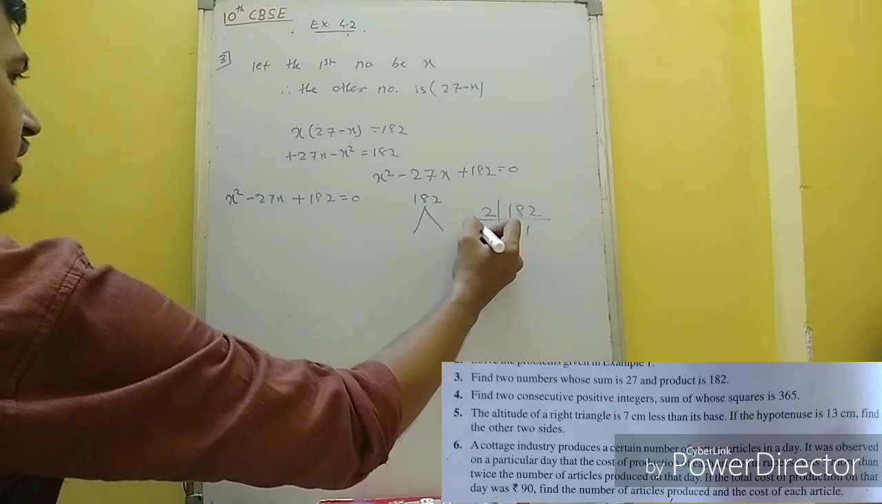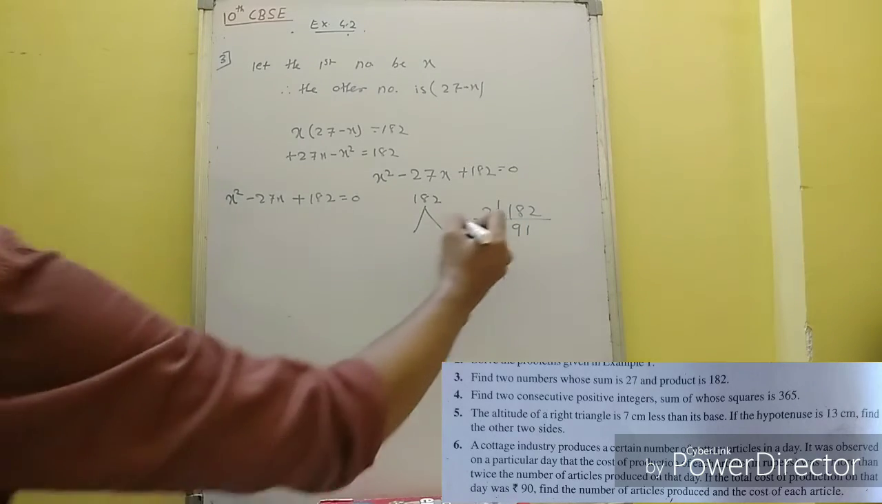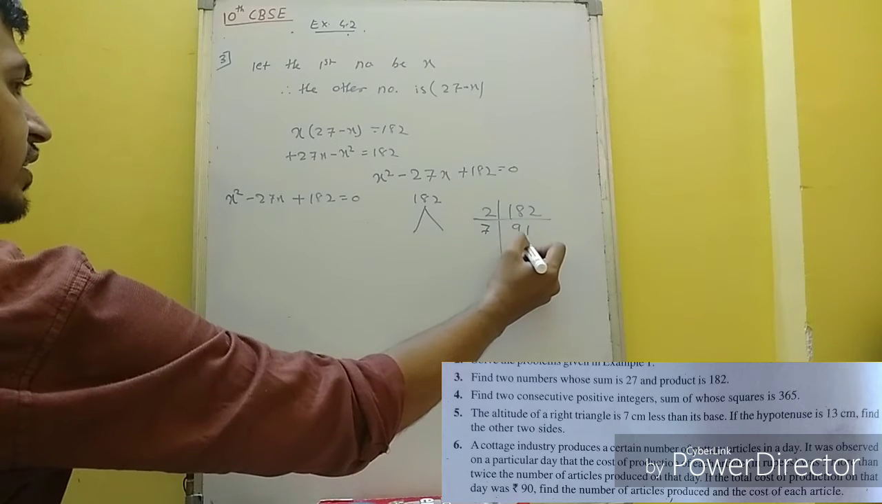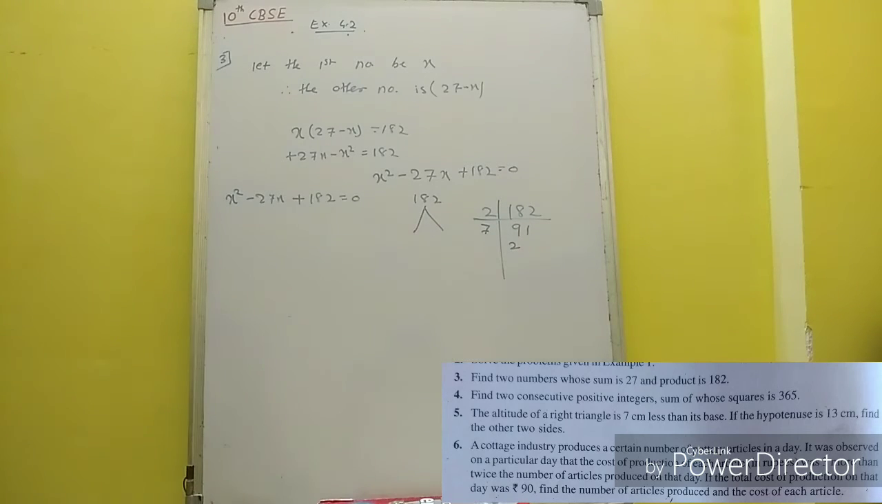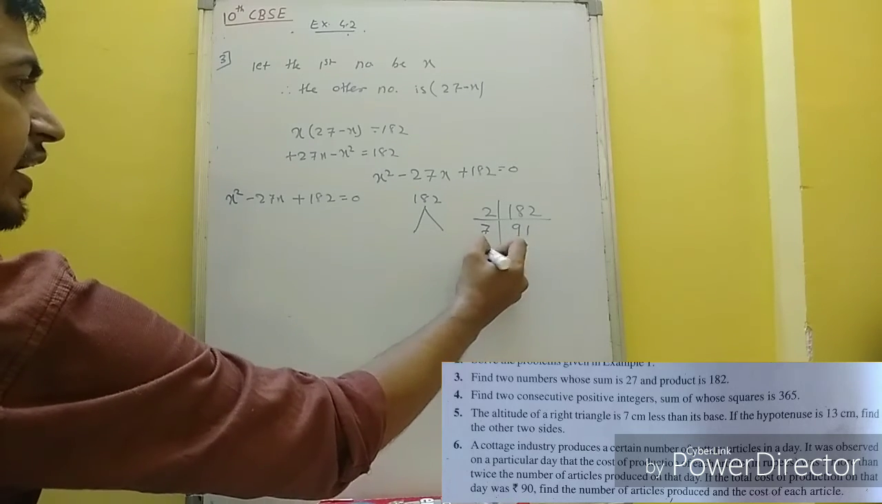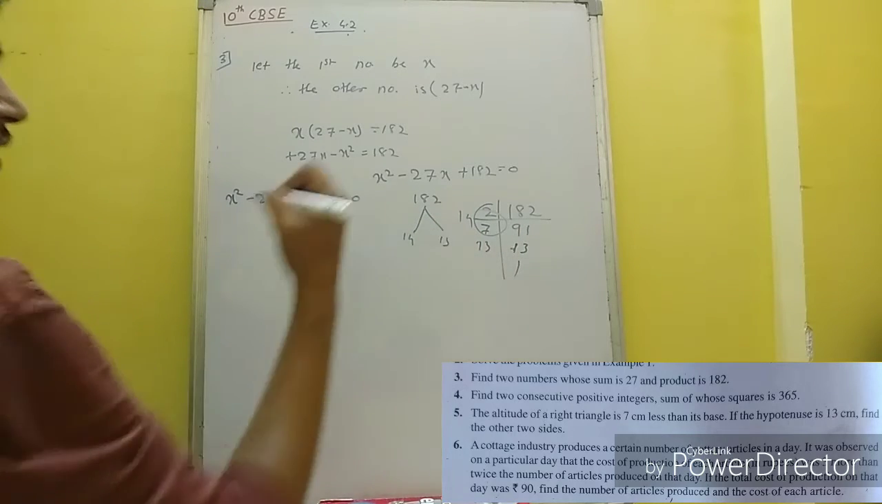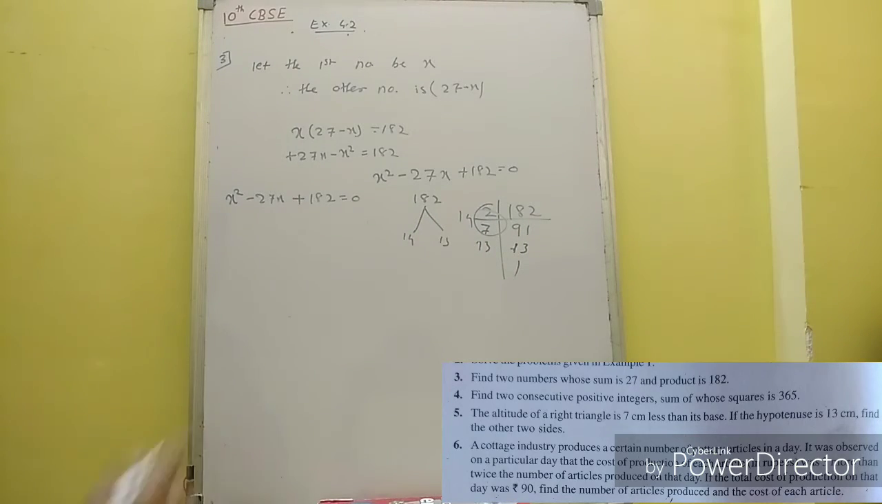2 9s are 18. Okay, so this is 7 2s are 14, sorry, 7 1s are 7 and 7 3s are 21 and 13 1s are 13. So 7 2s are 14, 13 2s are 26. We will have 14 and 13.